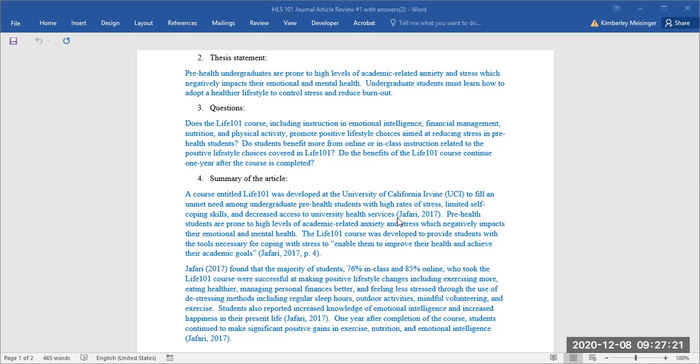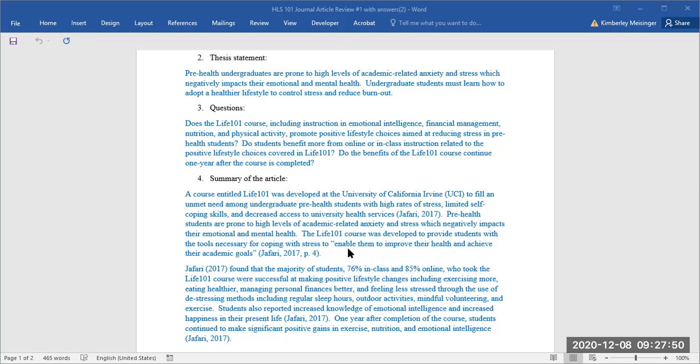So this right here, this Jafari 2017, is a demonstration of an in-text citation. Anytime you are borrowing words from the author themselves, you must credit the author using the in-text citation listed here. As we get further down in this summary, you'll also notice that there is a piece here that says, enable them to improve their health and achieve their academic goals. That is a direct quote.